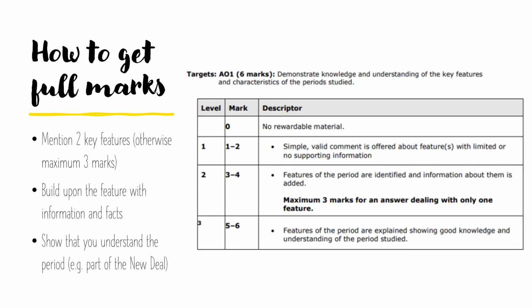So the WPA was set up as part of the New Deal. So you should be thinking, why was the New Deal set up? Well, because of low employment levels. So you can mention that in your answer. And then you can also mention that it was part of the Second New Deal. That shows some contextual understanding. That's what they're looking for in this section.